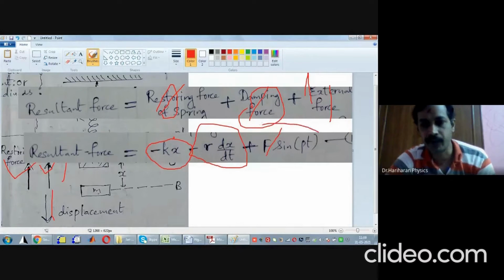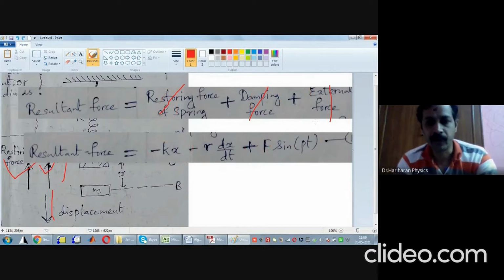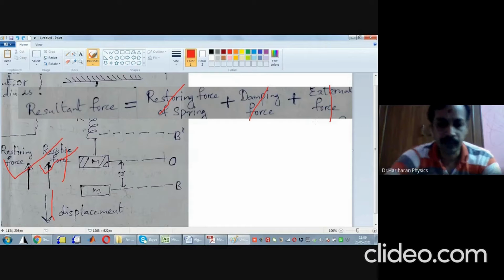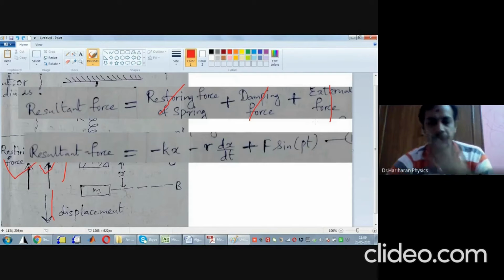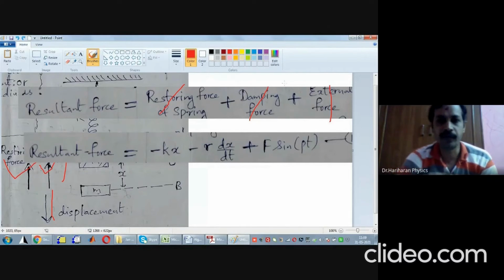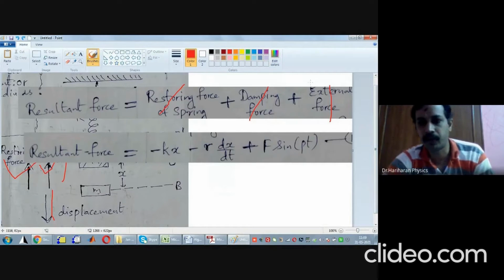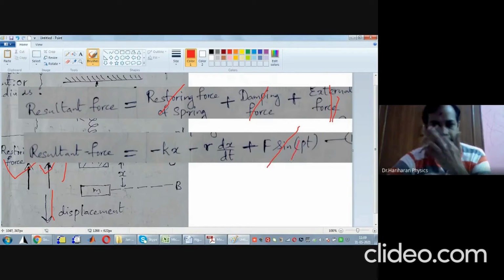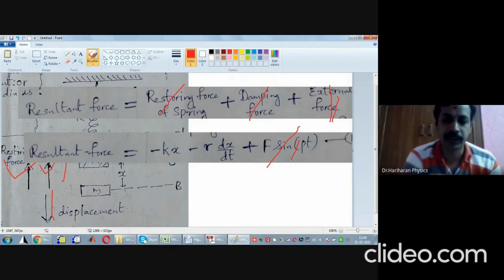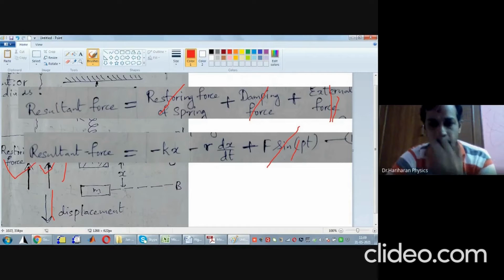Then what kind of external force is applied on the mass that is attached to the spring? That is a periodic force, which is given by F into sine of Pt. Once again I'll repeat. Look here, what is the speed with which the father is going to push the swing? It is given by F into sine of Pt. That's all. External force is F into sine of Pt, where P is the frequency with which the external force is applied on the vibrating system. F is the amplitude.